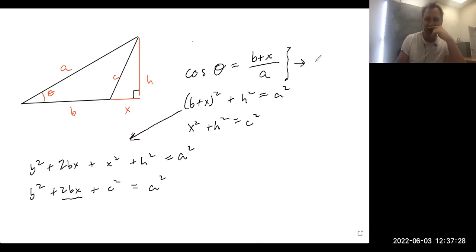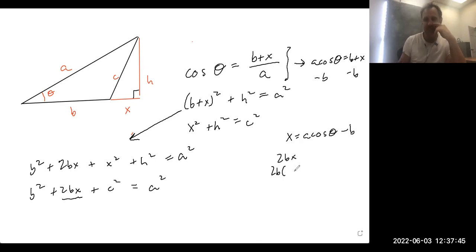I'm going to multiply by a first. So a cosine theta equals b plus x. And I'm going to get rid of b. So now I have x equals a cosine theta minus b. So here we go. 2bx then is 2b times (a cosine theta minus b). So I'm looking at 2ab cosine theta minus 2b squared. So this 2bx term I'm going to replace with this.